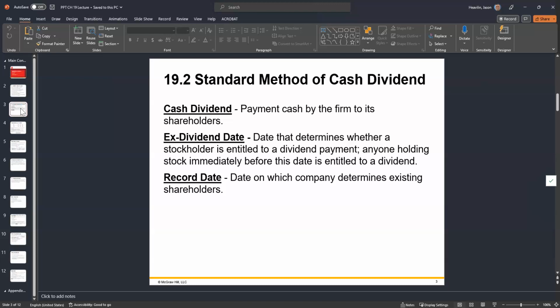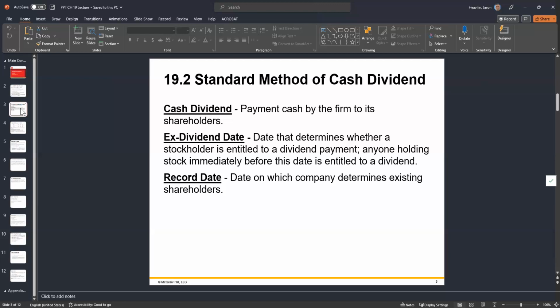So this is what happens. It's an order of events. There's going to be a declaration date. That's when they make it official and declare we are going to pay a dividend of this much. But the declaration date is not the day they pay the dividend. That dividend may be paid 3 months from the declaration date. So what happens is people are buying and selling these shares during that time.